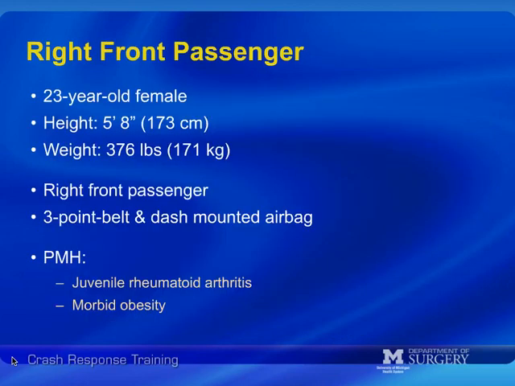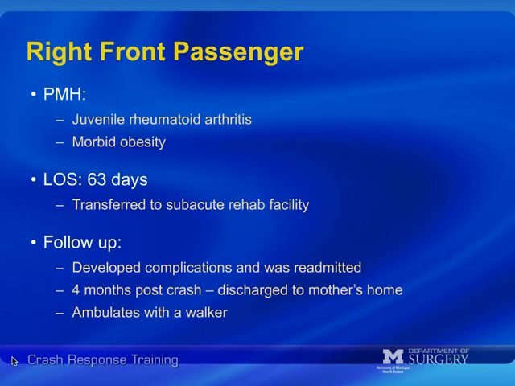She is a 23-year-old female, 5 feet 8 inches tall, 376 pounds. Again, she had the 3-point belt on, and the dash-mounted airbag did deploy. Her past medical history is significant for juvenile rheumatoid arthritis and morbid obesity. Her length of stay was a little longer than her husband's. She was in the hospital for 63 days before she was transferred to a subacute rehab facility.